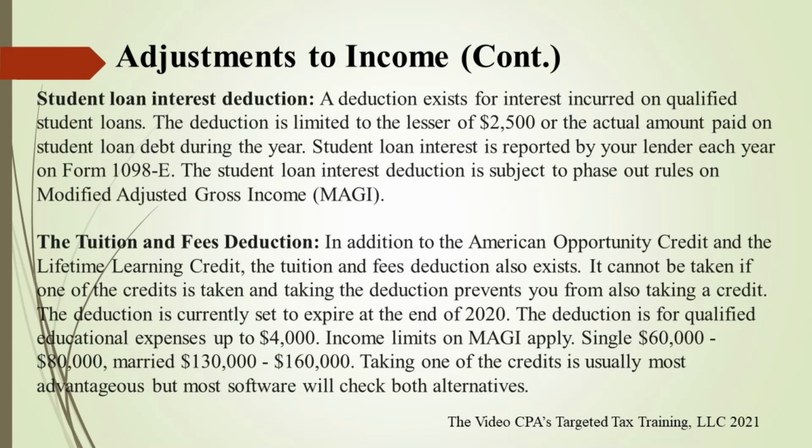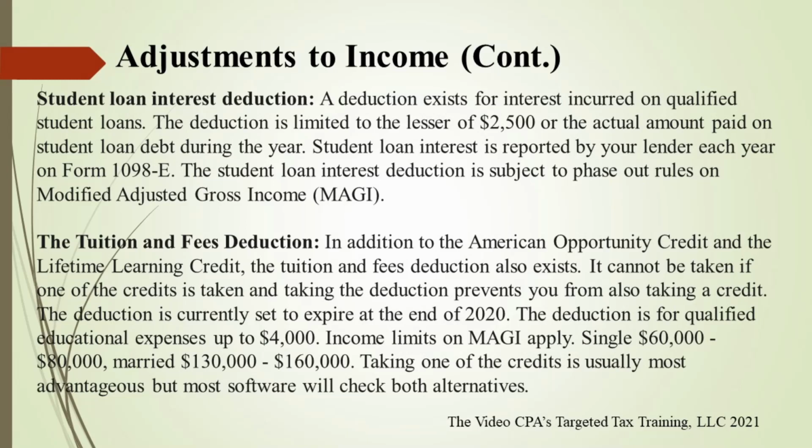All right, let's look at the last two items in the adjustment area. These both deal with education. The student loan interest deduction, first of all, is reported on Form 1098-E that you'll receive from the lender of the student loan. Now, the deduction is capped at $2,500. That's the most that you can get, or you get the actual amount of the interest you paid during the year, whichever is less. Okay.